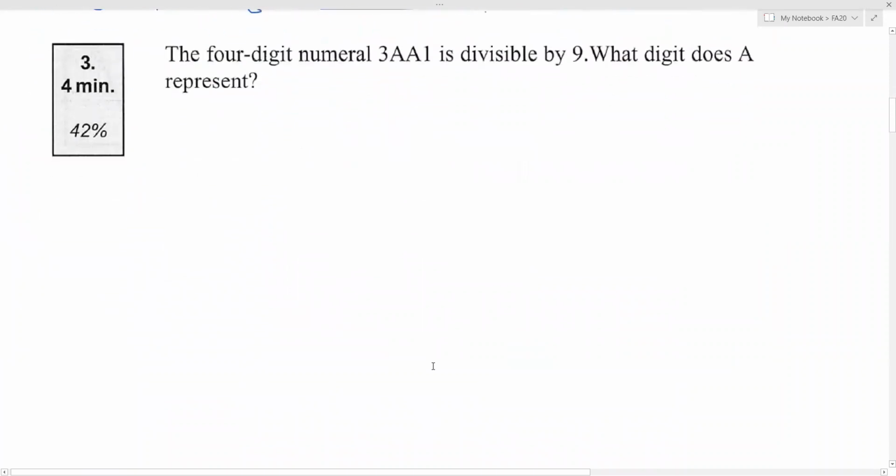Now, question number 3. Anyone? Did you guys do it? Question number 3. Let's see. Hannah? Hannah, why don't you read the question first? The 4-digit numeral 3AA1 is divisible by 9. What digit does A represent?